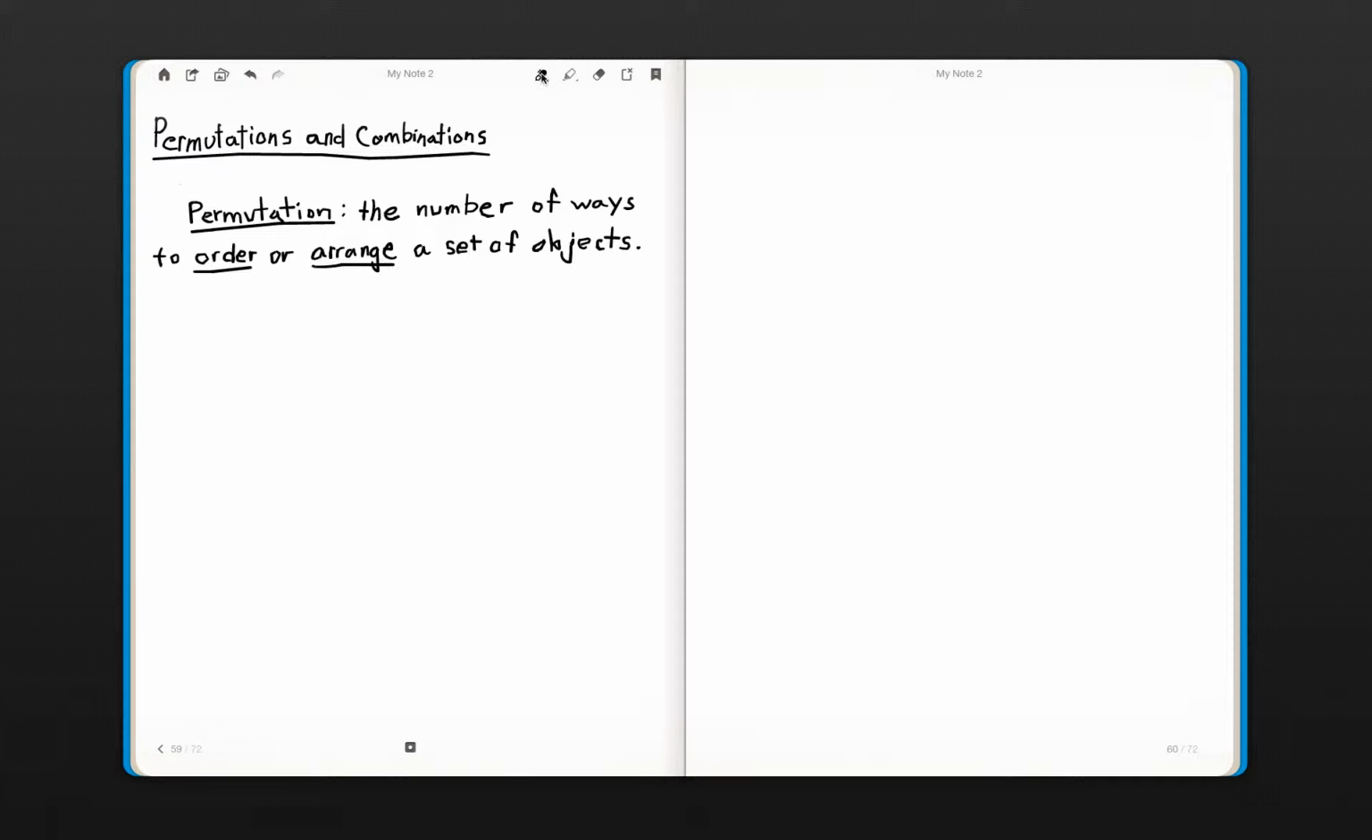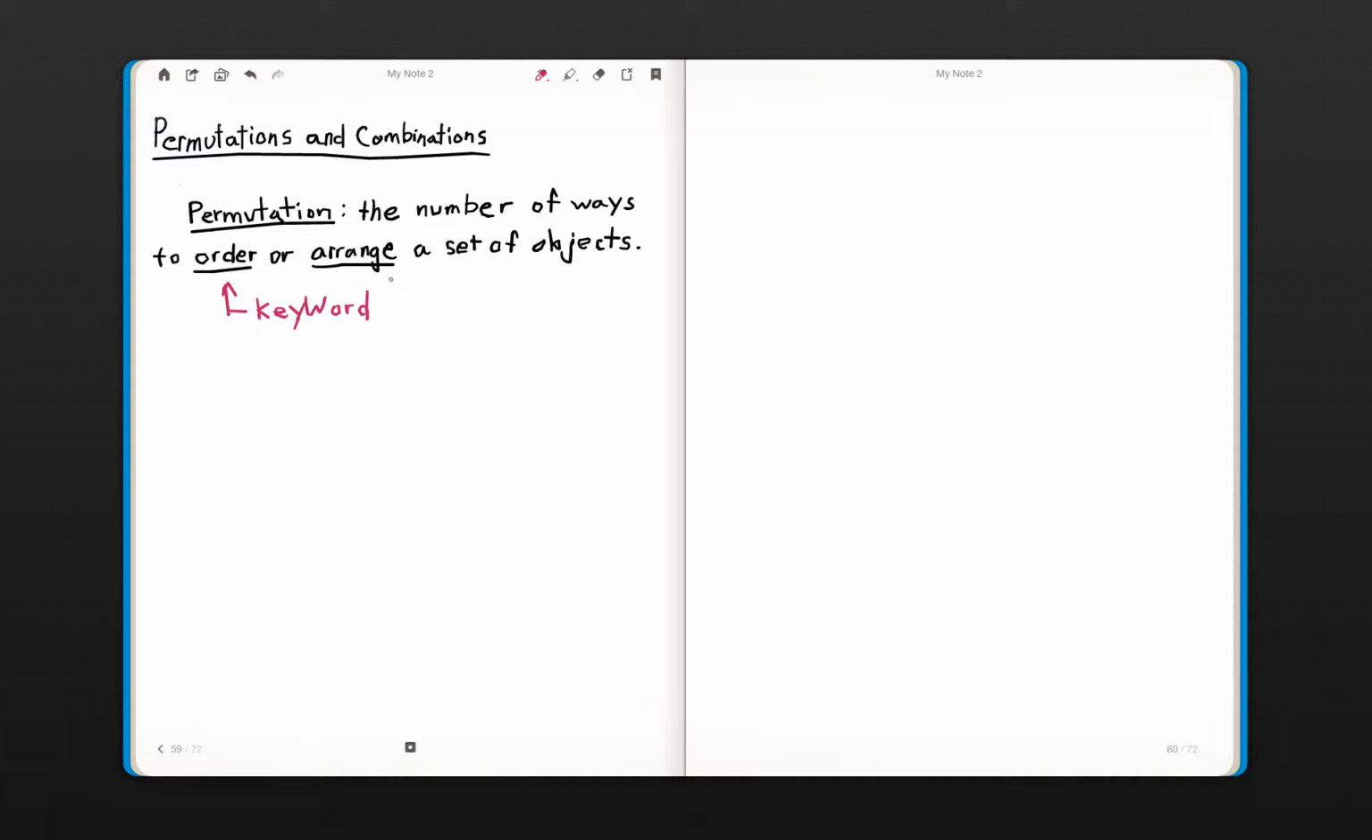So here the key word that you must remember is order. So order is most certainly important in that we care and we want to count, or at least include in our count, the different ways of ordering the objects. So we'll do an example here in a moment.